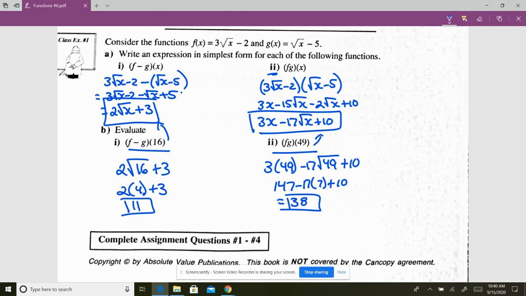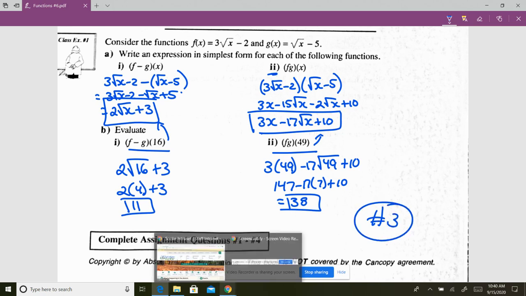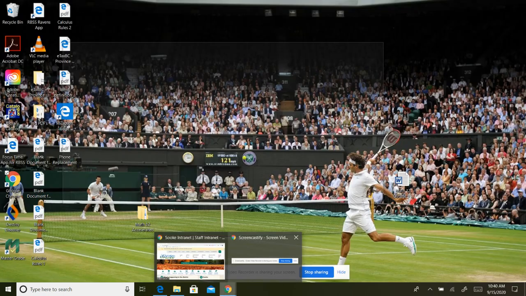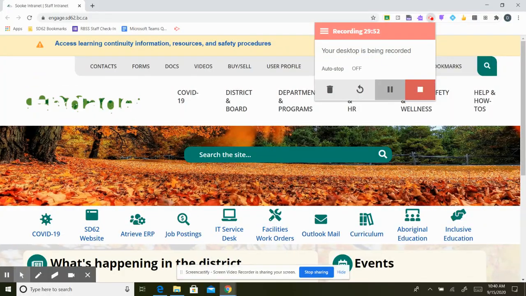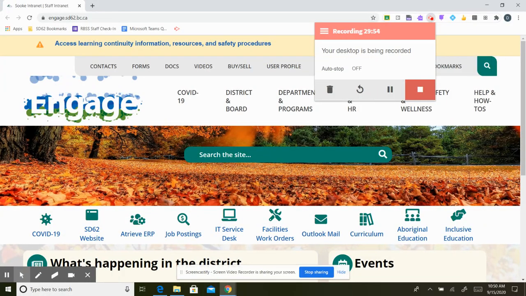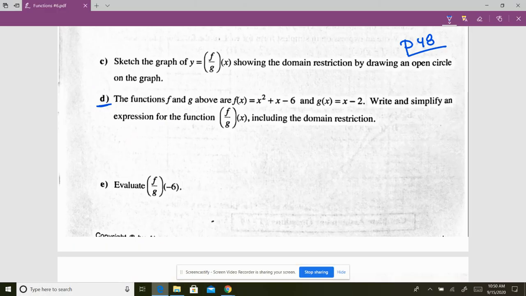Any questions about that? It's just a little bit of math. We're going to do the division one after this. So I just need you to please do question number 3, and then we will do the functions. f of x is equal to x squared plus x minus 6 and g of x is x minus 2. Write a simplified expression for f over g of x, including the domain restriction.